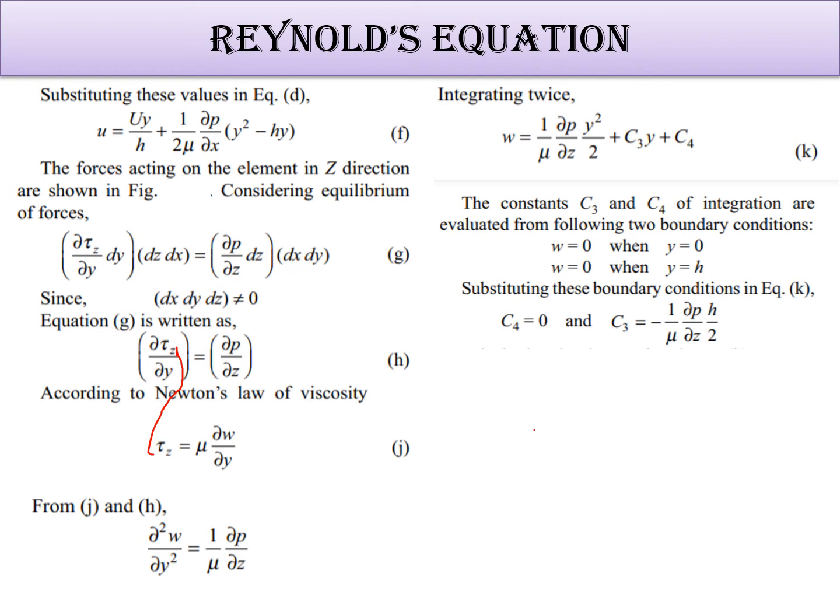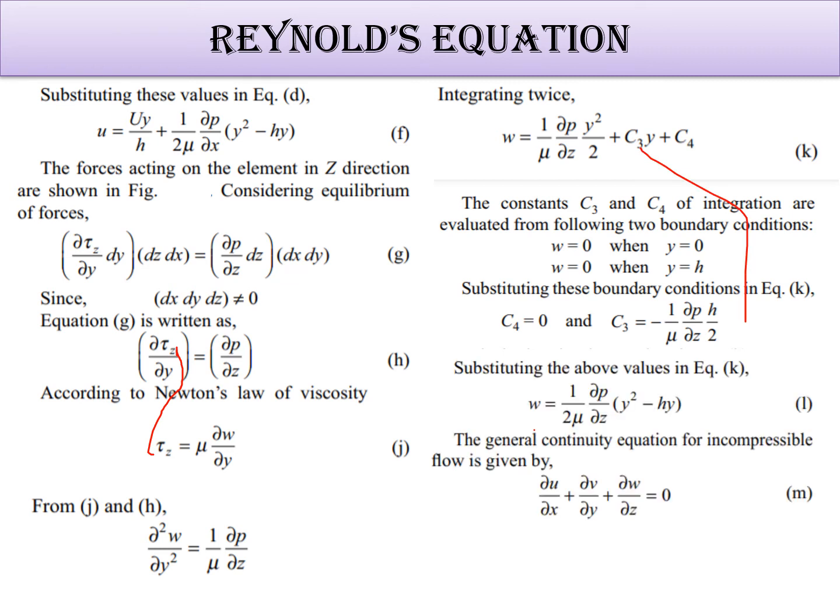So C4 is 0 and C3 is this. I put this value of C3 here, and even the value of C4. We get the new term. In the previous one we found the value of u, here we find the value of w.